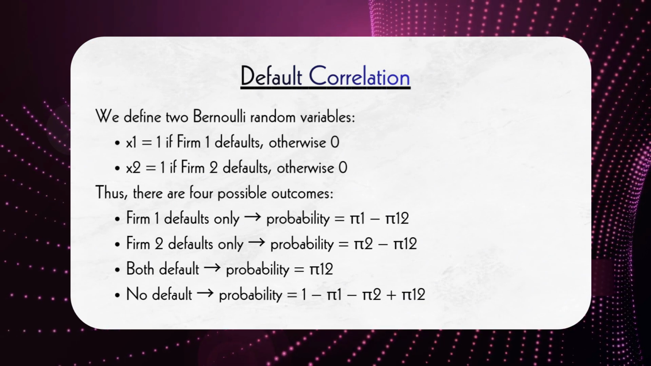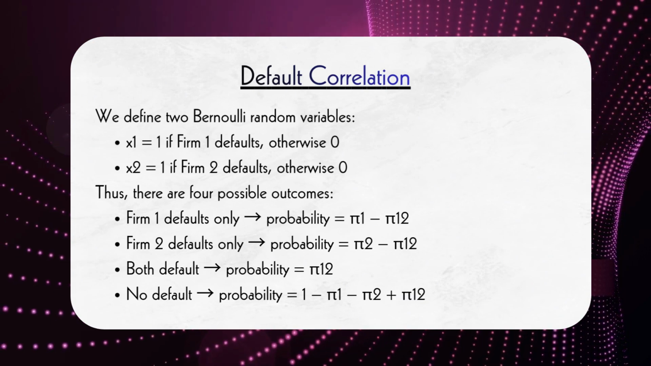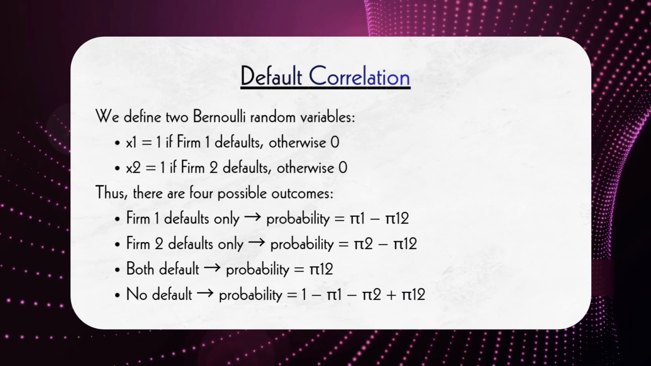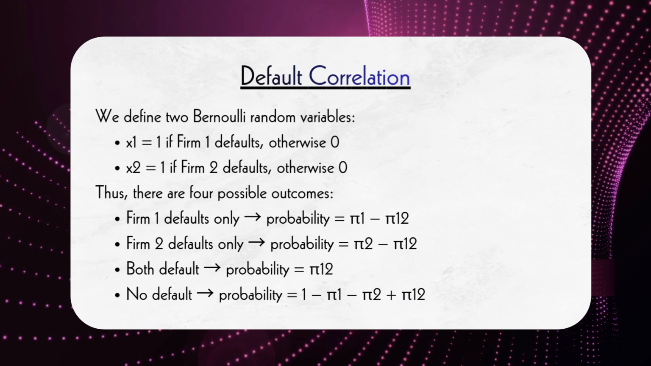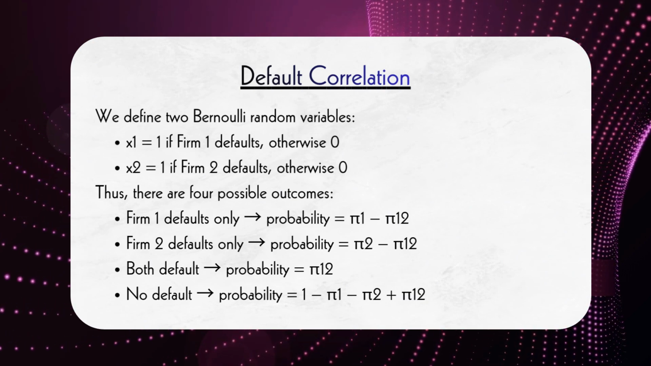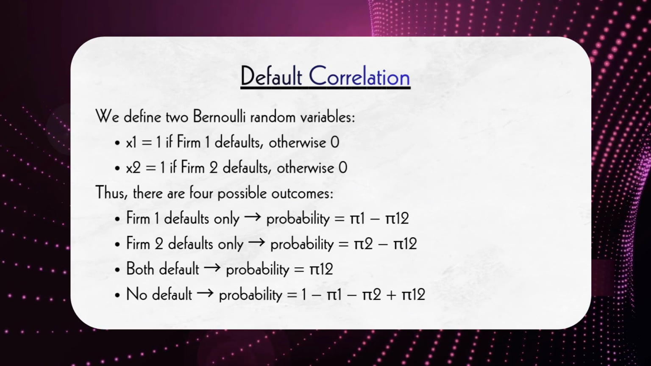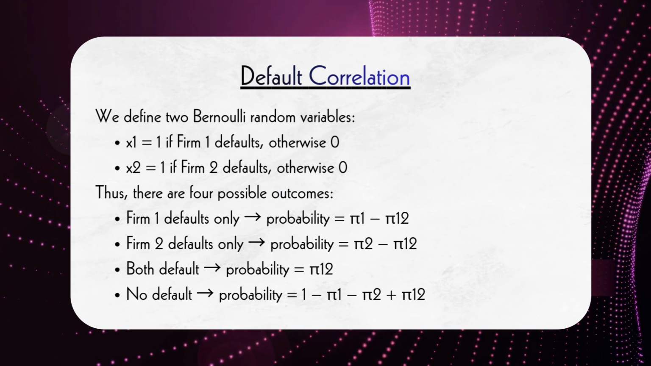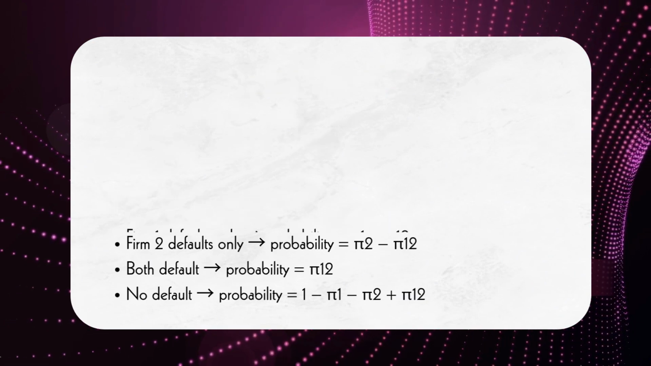The first case is when only firm 1 defaults, with probability pi1 minus pi12. The second case is when only firm 2 defaults, with probability pi2 minus pi12. The third case is when both firms default, with probability pi12. Finally, the fourth case is when neither firm defaults, with probability 1 minus pi1 minus pi2 plus pi12.